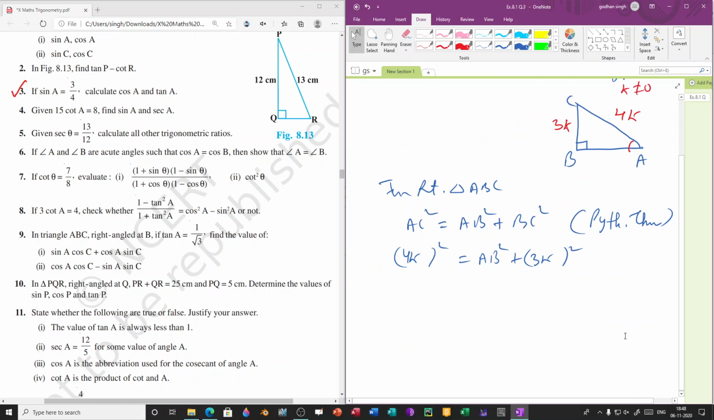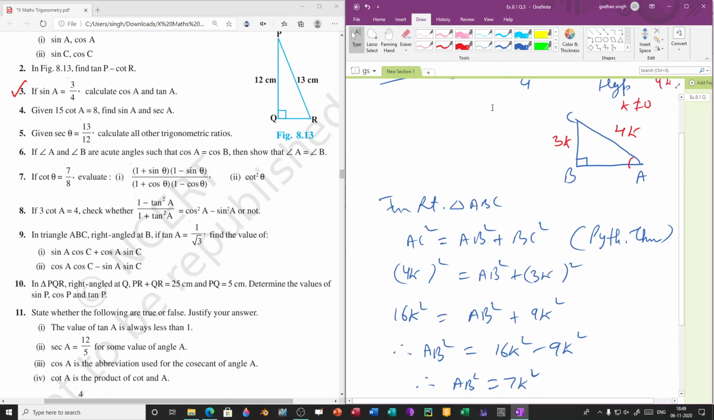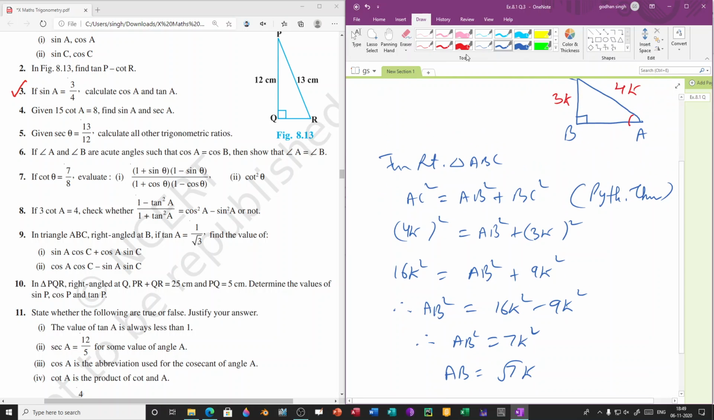So on simplification, this will give us 16k square equal to AB square plus 9k square. Therefore, we can say that AB square is equal to 16k square minus 9k square. Therefore, AB square is equal to 7k square. And therefore, we can say that AB is equal to root 7k, taking square root both sides. So in place of BA, we can write there root 7k.